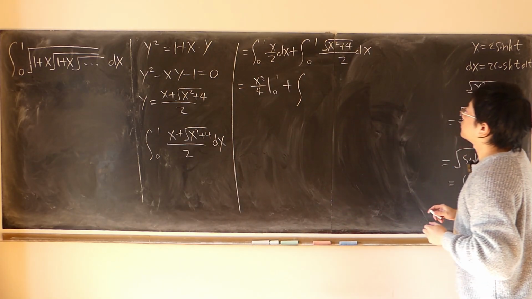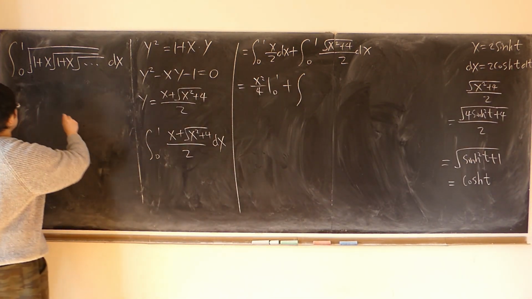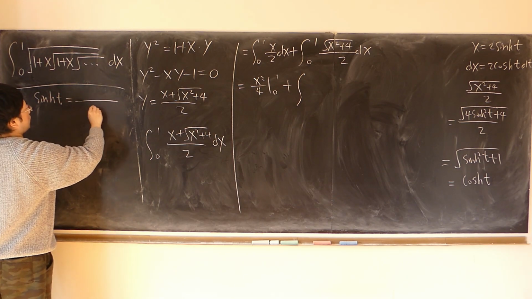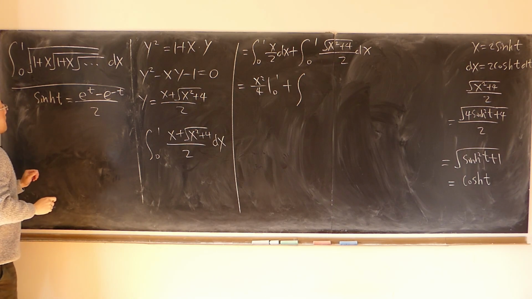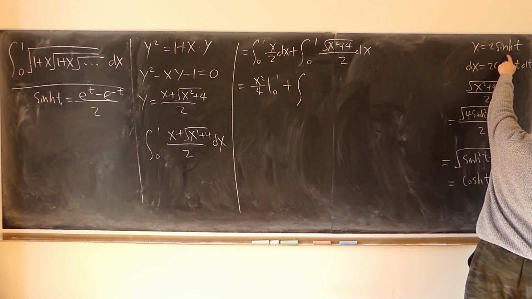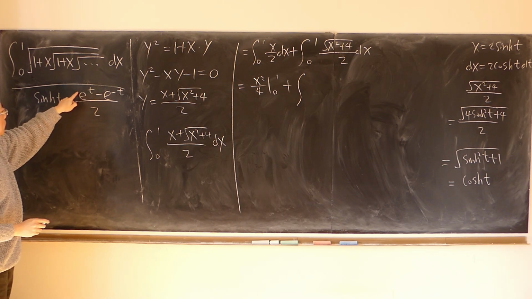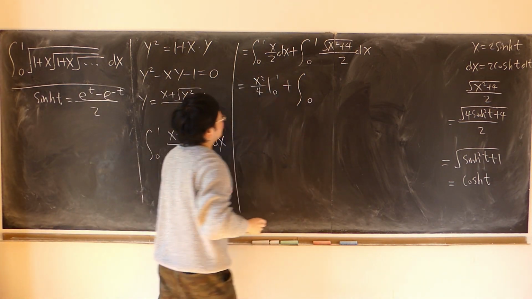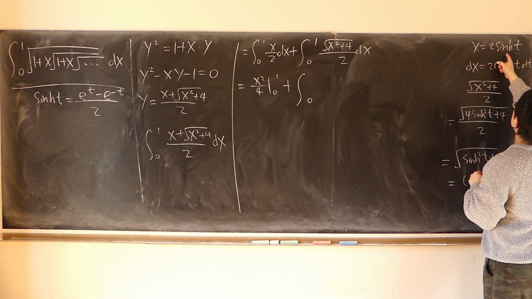Also, don't forget to change the boundaries. So again, let me just recall, sinh is half of e to the t minus e to the negative t. When x is equal to 0, sinh is equal to 0. That's when t is equal to 0 also, because 1 minus e to the 0, 1 minus 1 equals 0. No problem, starting from 0. But when x is equal to 1, 2 times sinh t equals 1, so sinh t equals half.